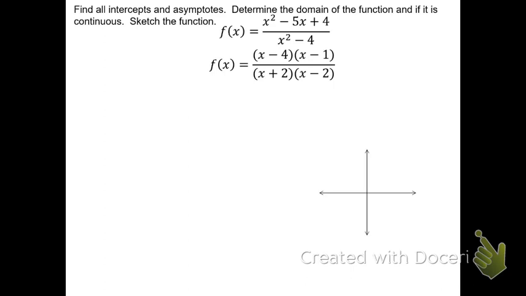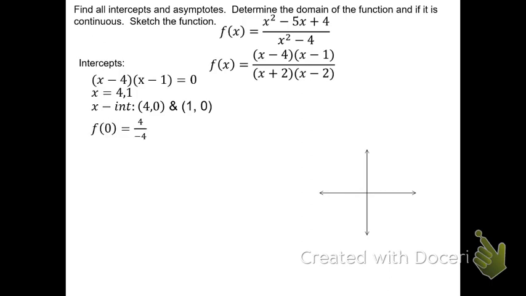Let's go to our x-intercepts. Here, the quantity x minus 4 times quantity x minus 1 equals 0, which means x is both 1 and 4. They're both real, so 2 x-intercepts: (4, 0) and (1, 0). From the denominator, let's finish our intercepts.